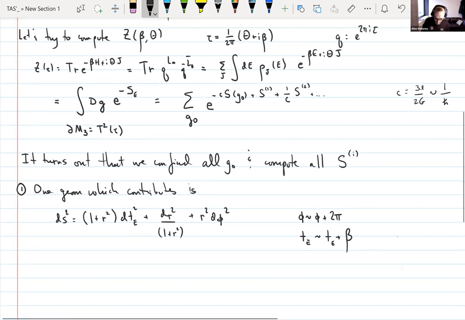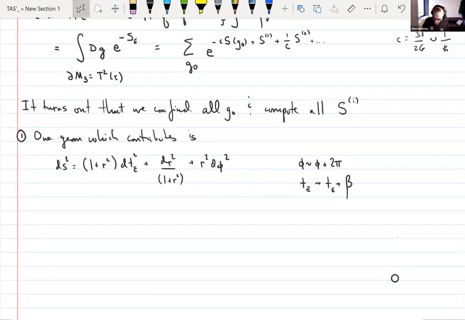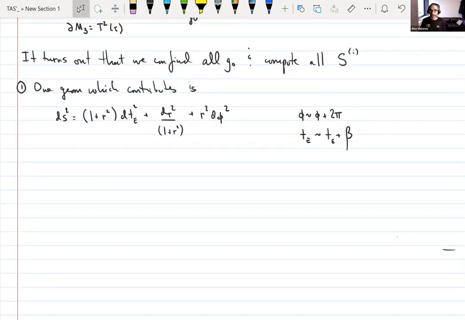Good. So this geometry has a name, because it's not just AdS, it's the thing that we might call thermal AdS, which is to say it is the geometry that you would use if you wanted to study perturbative quantum field theory in AdS at finite temperature.